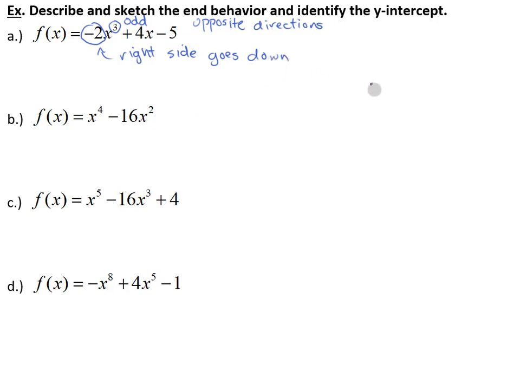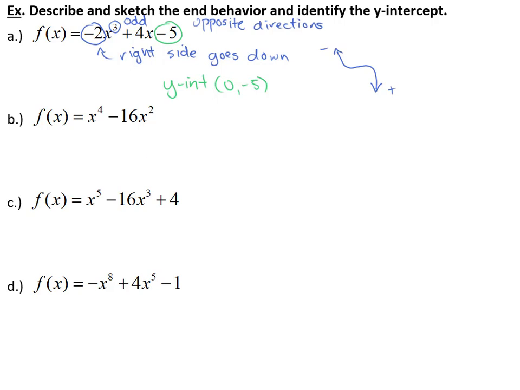Okay, so if I know the right side's going down, and they go in opposite directions, well, then the left side needs to be going up, right? So the left side goes up, the right side goes down. Right side goes down again because that's negative, and they go in opposite directions because it's odd. So there's our sketch for end behavior. Then it wants me to identify our y-intercept. And so we do have a nice constant at the end. So my y-intercept is the point 0, -5.